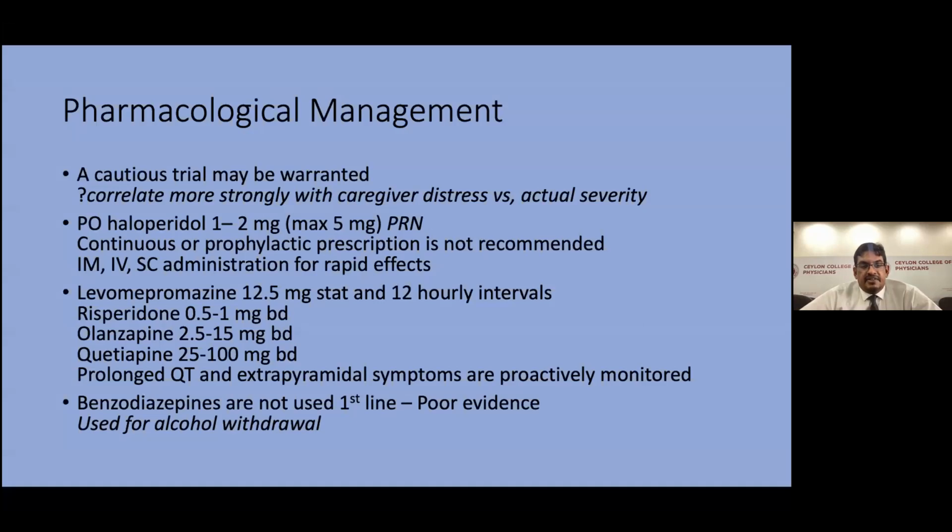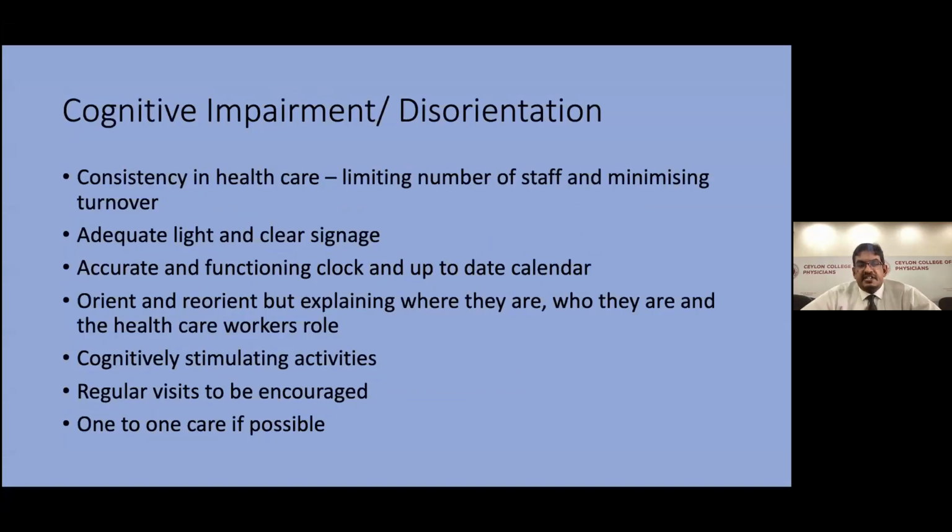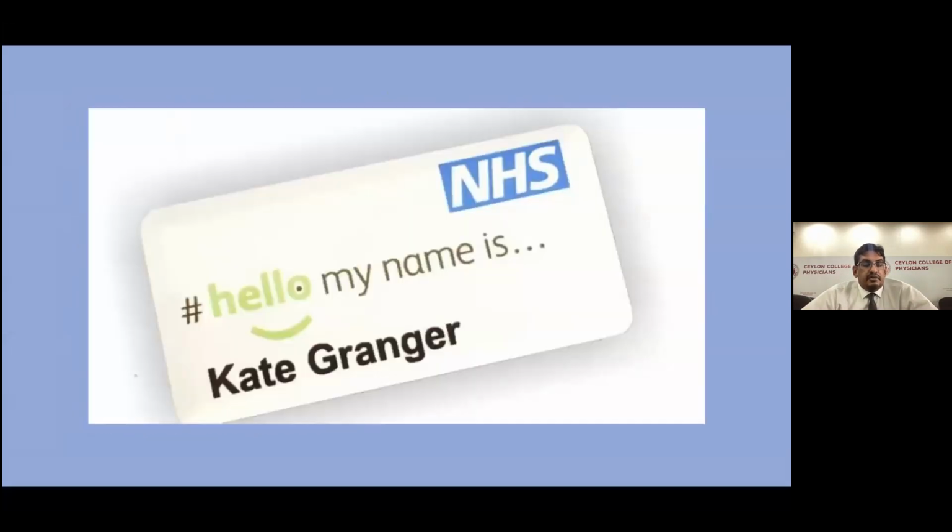Cognitively impaired patients, you need to have consistency in healthcare, limit the number of staff, minimize the turnover, as I mentioned before, good lighting, clear signage, have a good working environment for the patient, have a clock and up-to-date calendar so the patient knows what is happening, orient and reorient the patient regularly, and have one-to-one care if possible. These are some things that can be done. We don't go and introduce ourselves to the patient, not even once or even during our ward rounds. So this "Hello, my name is" campaign was initiated in the NHS UK, where it was shown to have an improvement in the level of confusion in the hospital.